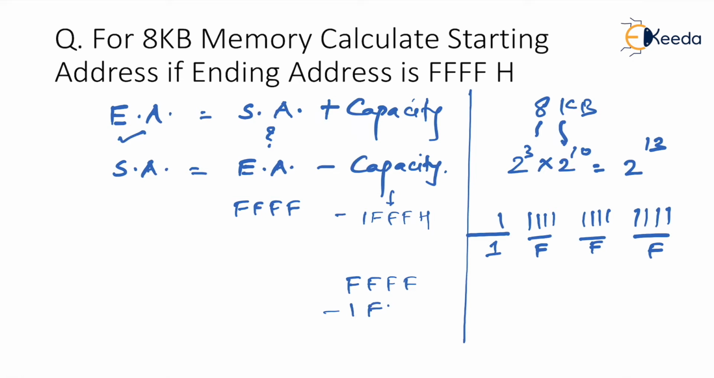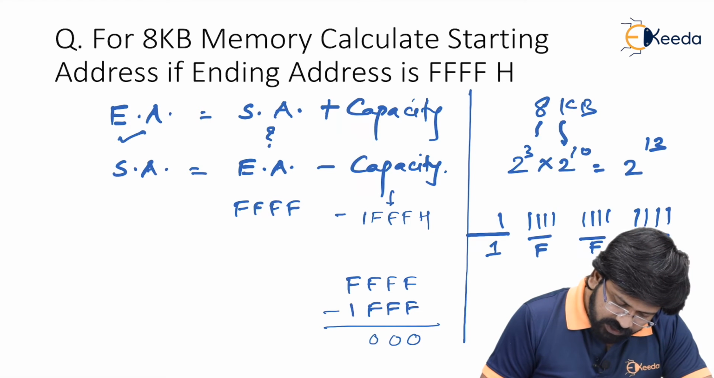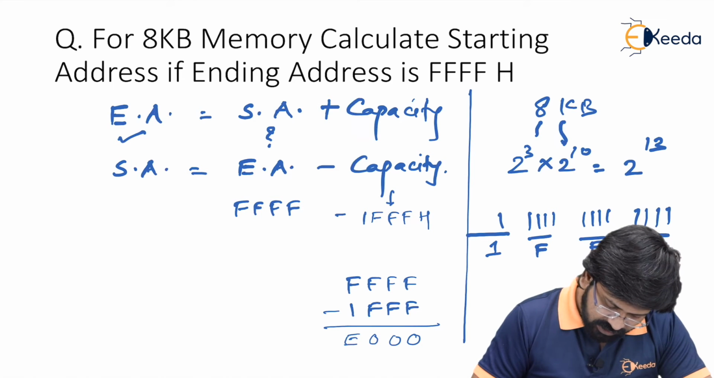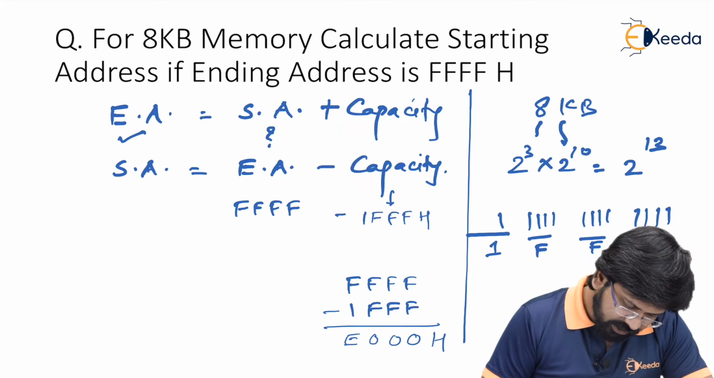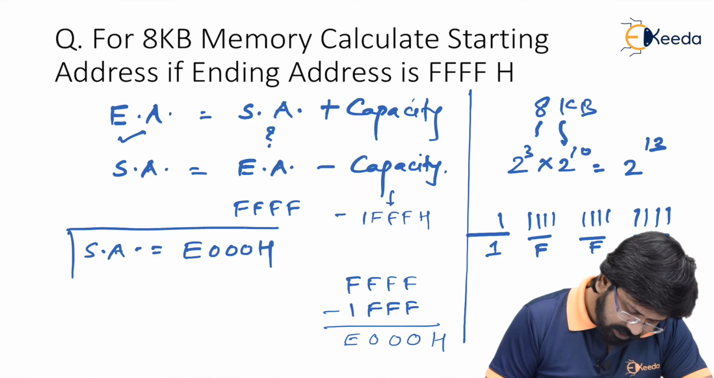Minus 1FFF. F minus F is 0, F minus F is 0, F minus F is 0, F minus 1, of course it is E, because F comes after E only. E000 hex is the starting address, therefore starting address is equal to E000 hex. So this is the final answer.